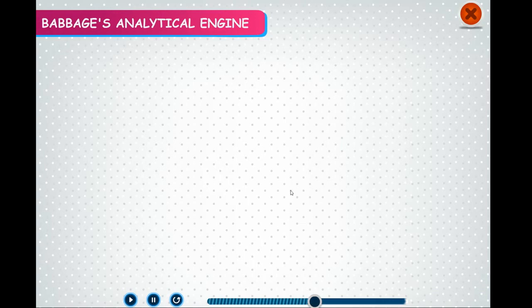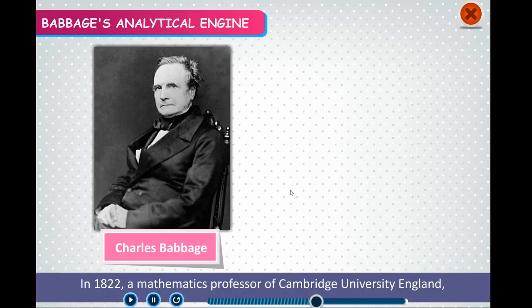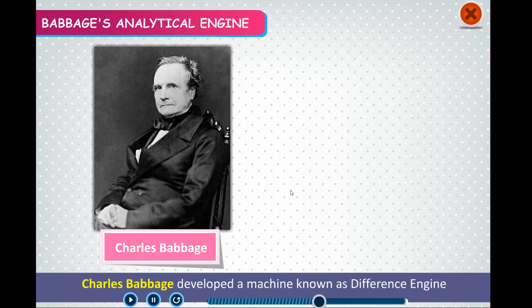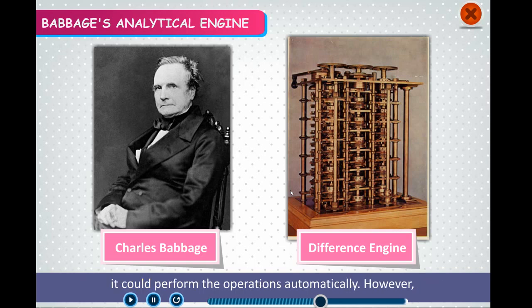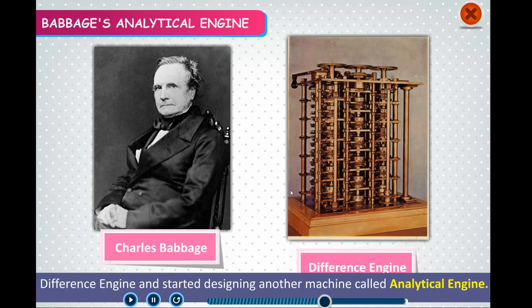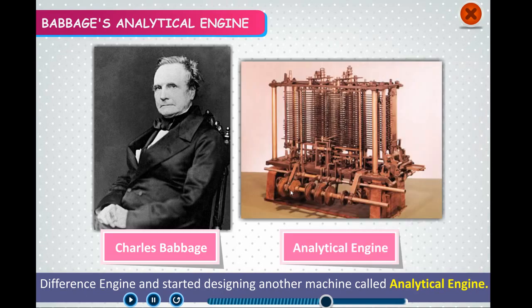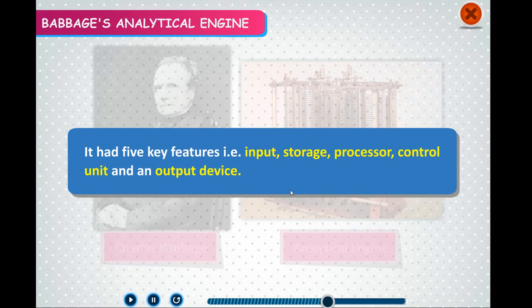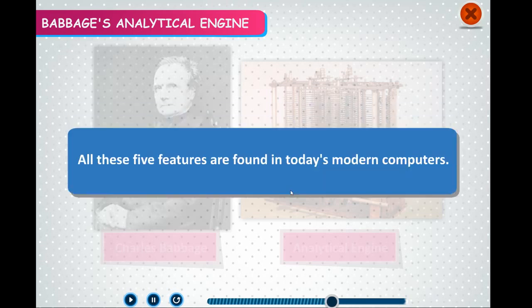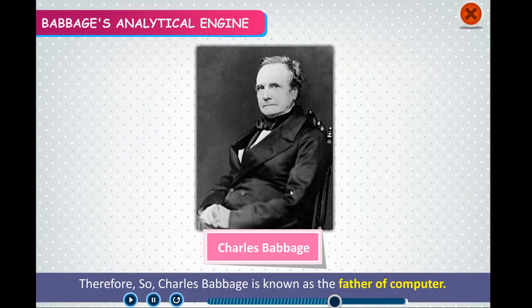Babbage's Analytical Engine. In 1822, a mathematics professor of Cambridge University, England, Charles Babbage, developed a machine known as Difference Engine that could perform the operations automatically. However, in 1833, Babbage had a better idea, and he stopped working on Difference Engine and started designing another machine called Analytical Engine. It had 5 key features, that is input, storage, processor, control unit and an output device. All these 5 features are found in today's modern computers. Therefore, Charles Babbage is known as the father of computer.